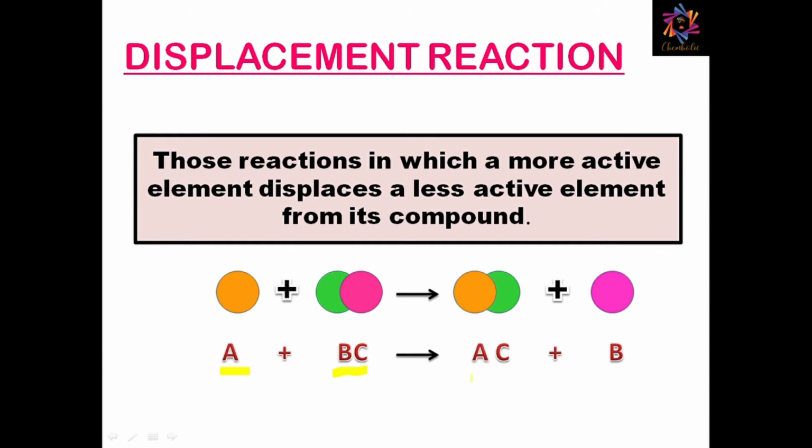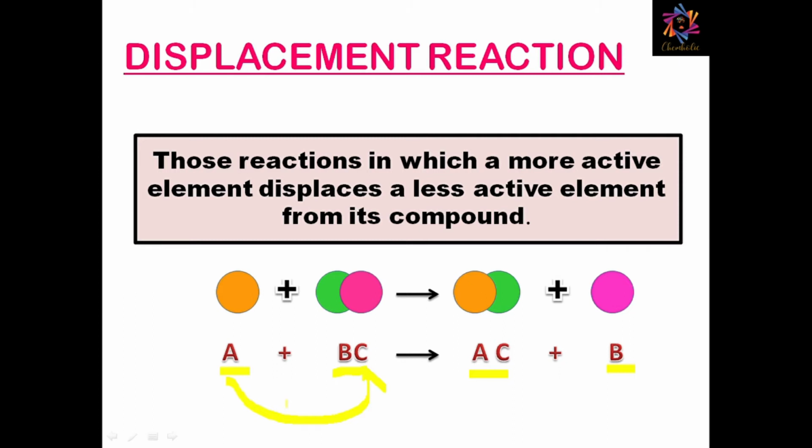So what actually happens is, as you saw in the diagram, metal A displaces metal B from the salt solution. We observe another salt solution on the product side after the reaction. A gets exchanged with C and it forms another salt solution AC on the product side, and B is left as a metal. This kind of reaction is called displacement reaction. These reactions are generally found to occur in solution form.